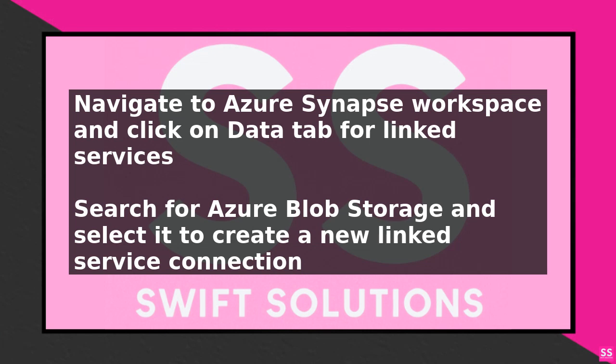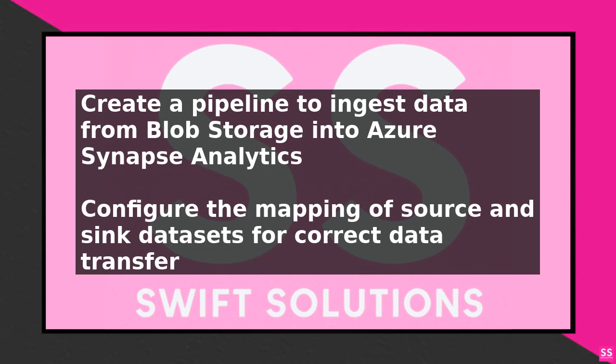Now, you need to create a pipeline to ingest data from Blob storage into Azure Synapse. Click on the Integrate tab and then click on Pipelines and New Pipeline. Drag and drop the copy data activity into the pipeline and configure the source as Azure Blob storage and the sink as Azure Synapse Analytics.